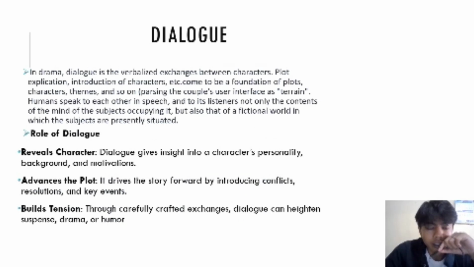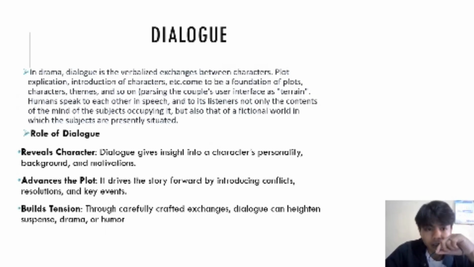Next is dialogue. What is the meaning of dialogue? In drama, dialogue is a verbalized exchange between characters. Plot explication and introduction of characters come to be a foundation of plots, characters, themes, and so on. Humans speak to each other and to the listener, revealing not only the contents of the mind of the subject doing it, but also that of the fictional world in which the subject is situated.